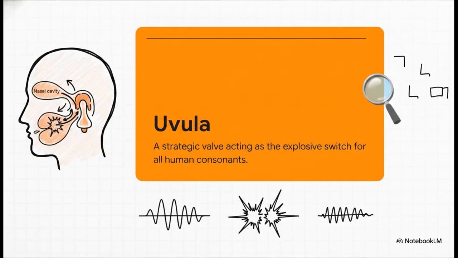Think about it. This tiny little organ is a highly strategic valve. When you breathe, air just flows, right? But when you want to speak, your uvula rapidly snaps open and closed, controlling the pathway between your nasal and oral cavities. It's like an explosive switch that builds pressure to create consonants. Honestly, without this precise little anatomical valve controlling our airflow, our speech wouldn't even have structure. We'd just be making raw, unprocessed caveman grunts.